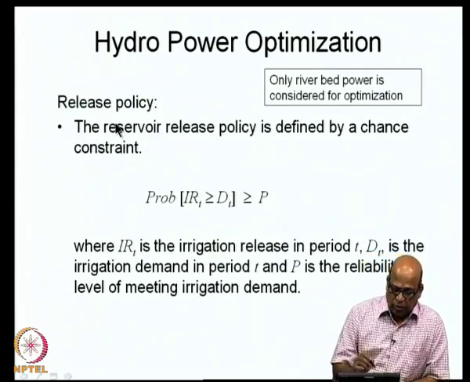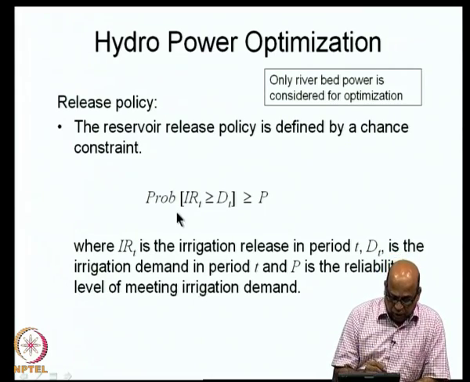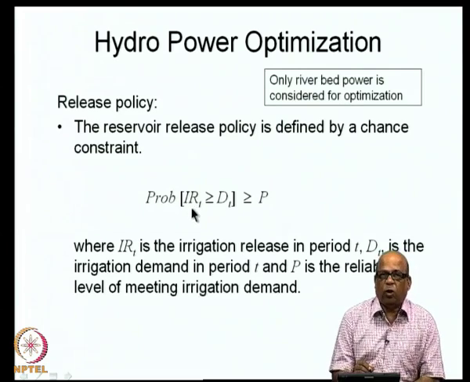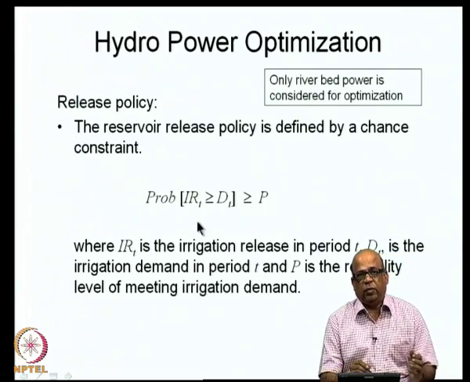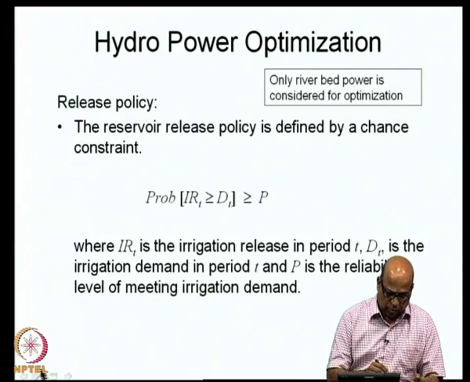So, we will write the chance constraint first. IRT is the irrigation release. Now, as I said, IRT depends on the supply that is available, and we are specifying that the irrigation demands must be met with a minimum reliability of P. Now, this is the probability of meeting the demand.